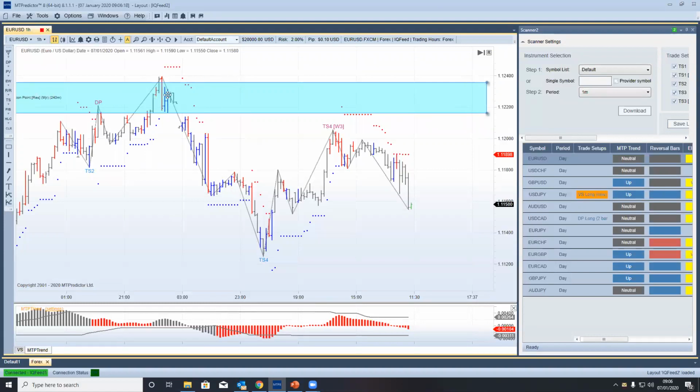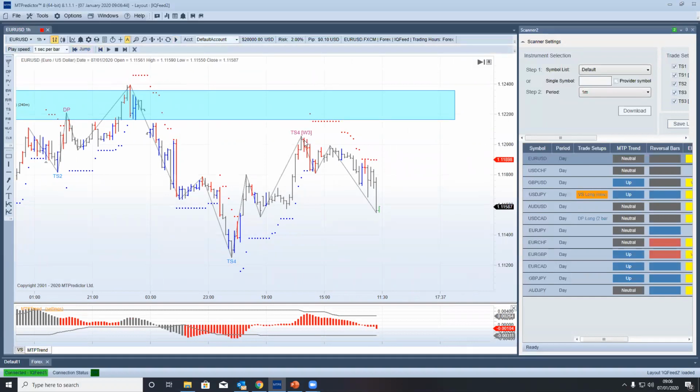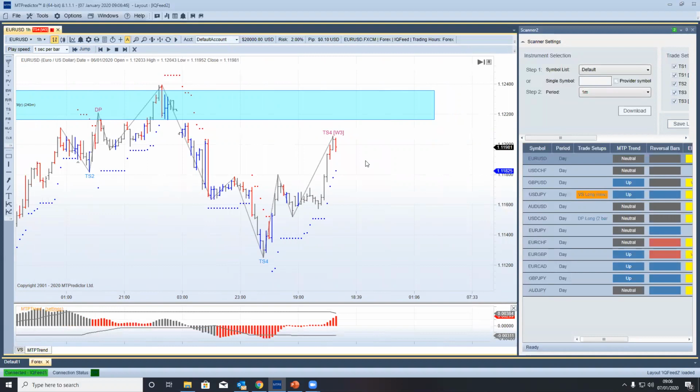So here the large degree trend is deemed to be down as the market is going down nicely. Therefore, we'll be looking for sell signals. So we would ignore this TS4 buy setup because obviously it's against our large degree downtrend. It's also against our MTP red. Therefore, we'll be looking for sell setups. So lo and behold, when we had this TS4 W3, or wave 3, trade setup come in here, in fact, if I use our training mode and I jump back to what it looked like at the time, there it was at the time. This would be a good one to take because the picture's clear.